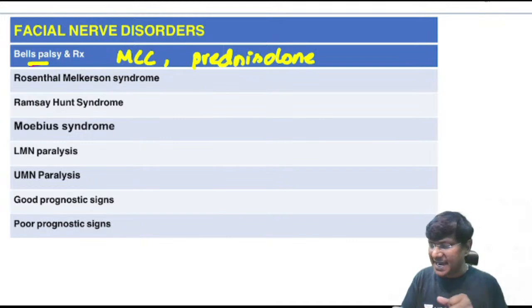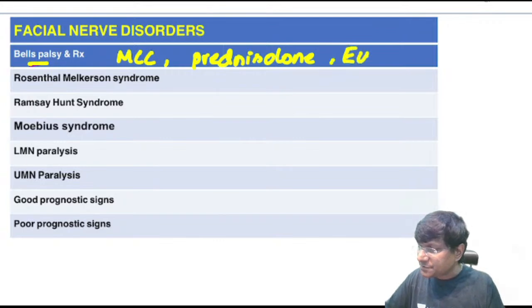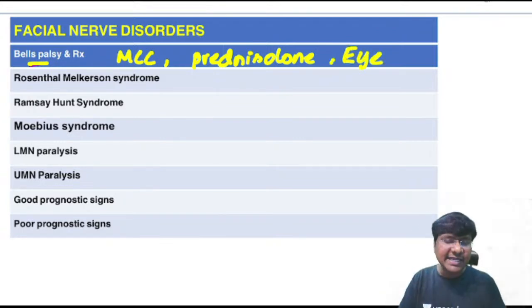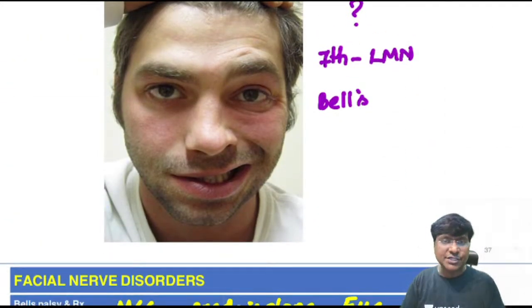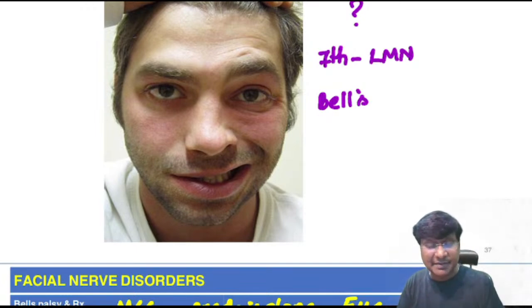The important etiology which is presumed is viral in origin, but adding acyclovir does not give any benefit. And the other important treatment option is eye care. Now, why is eye care important? Let me show you this image and tell you. So what will be the features of your seventh nerve lower motor neuron palsy?